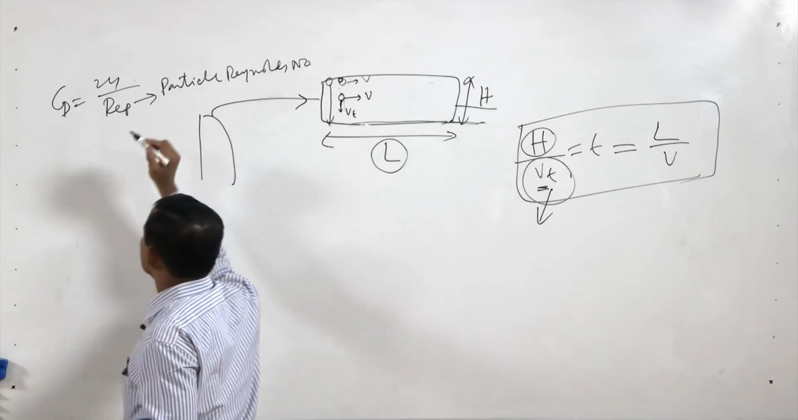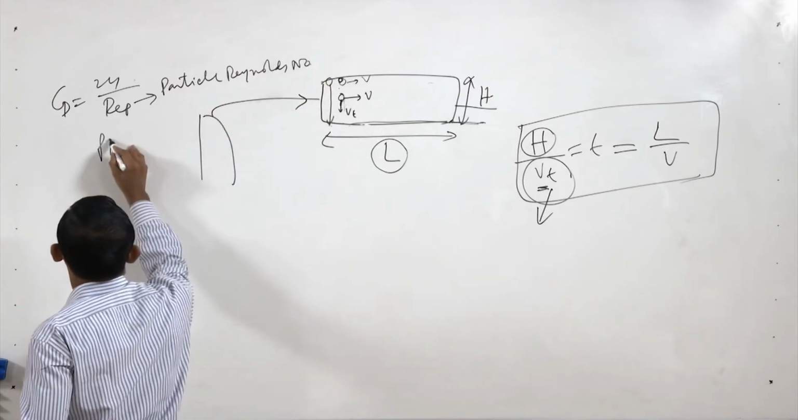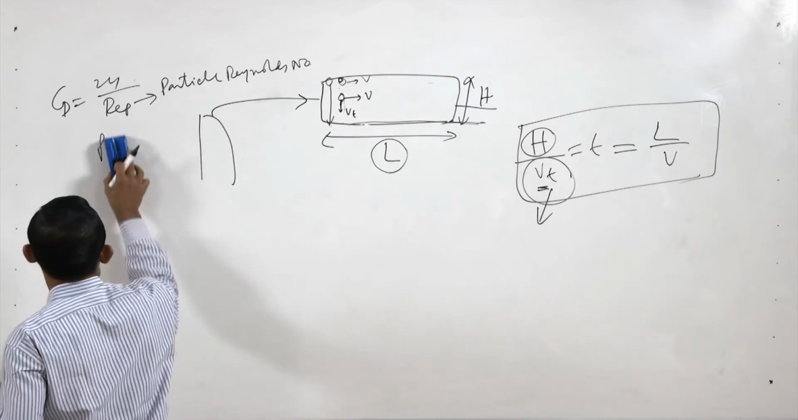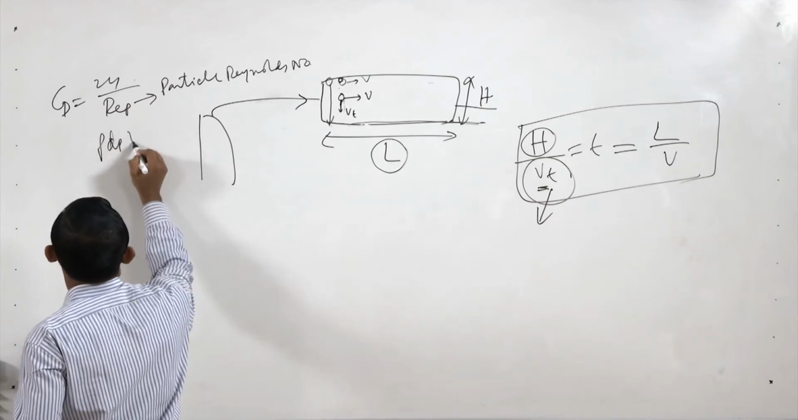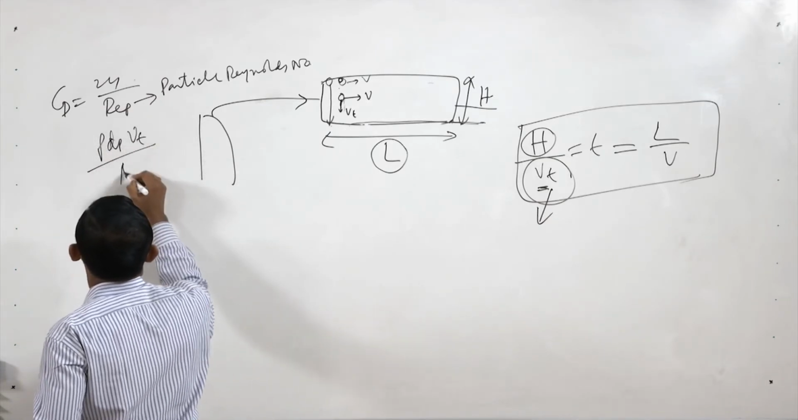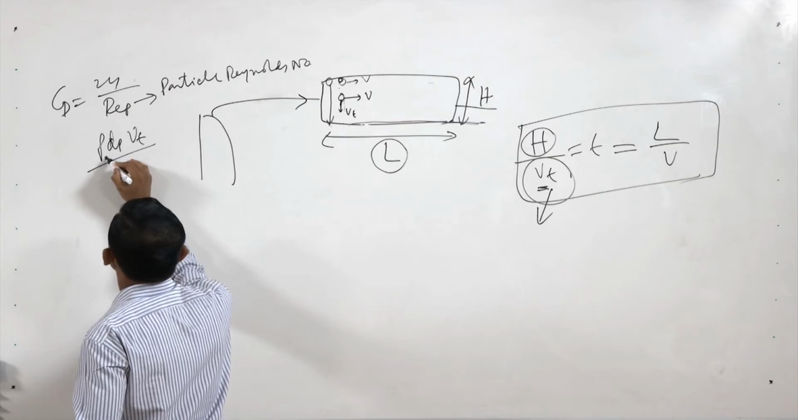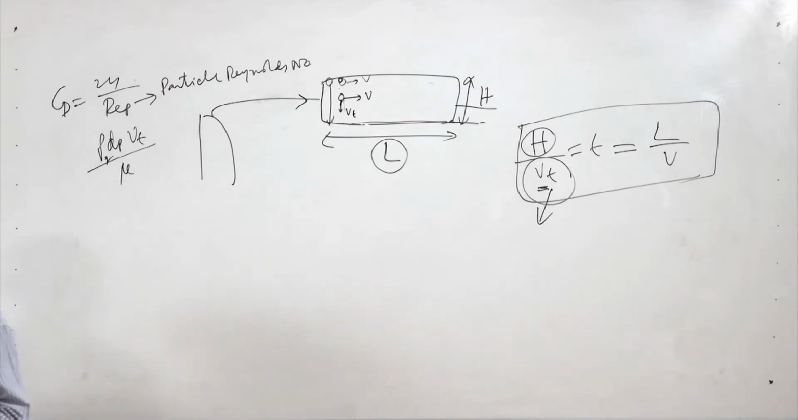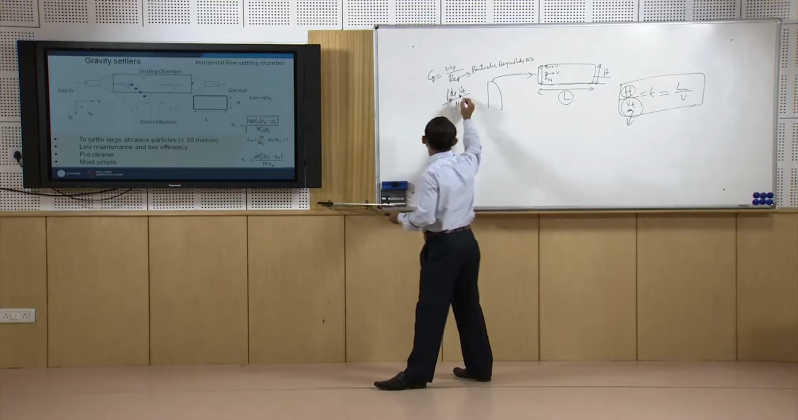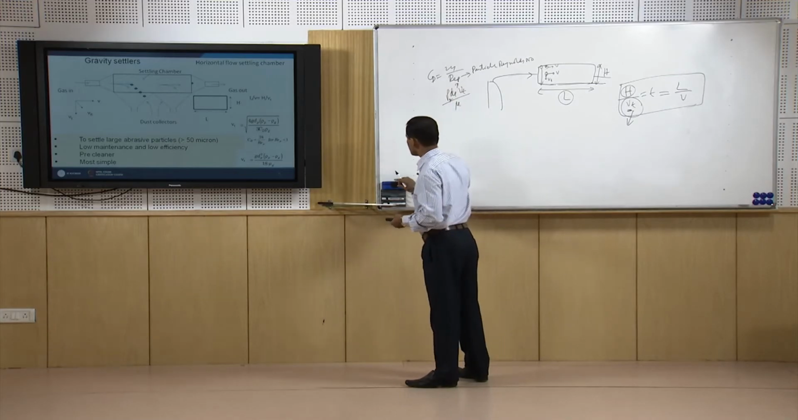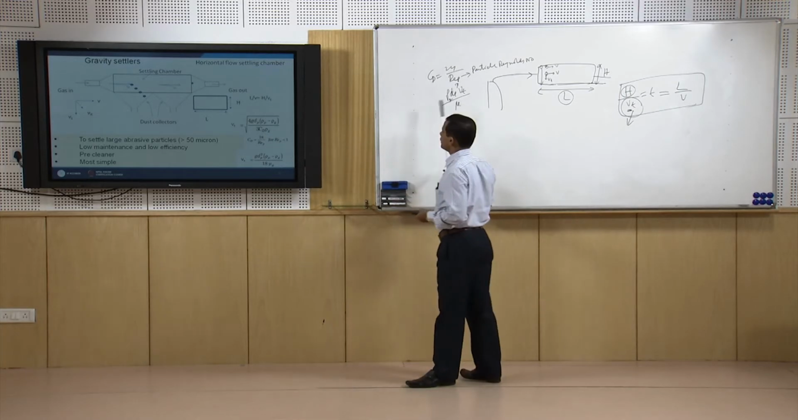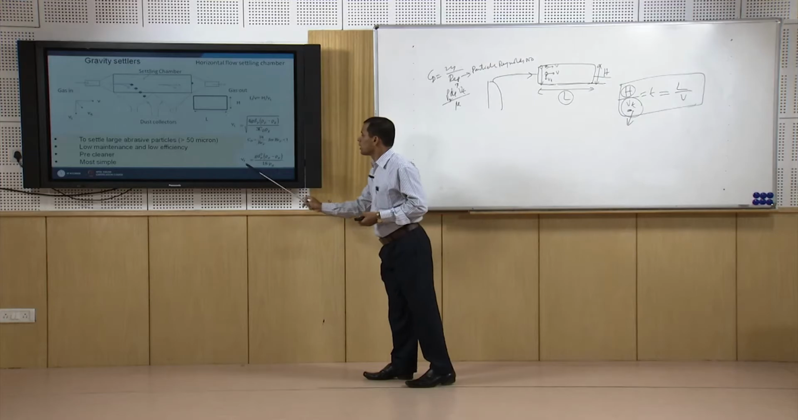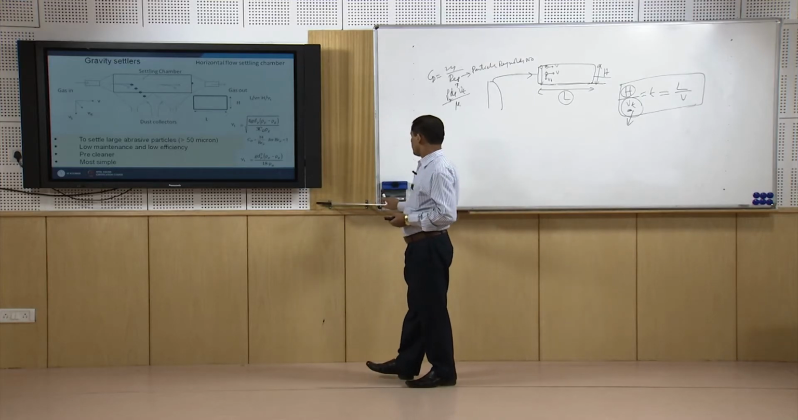The particle Reynolds number is rho g dp Vt by mu. This is the definition of Rep. Now if we put this definition of Rep into Cd equal to 24 by Rep, then we will get this part.